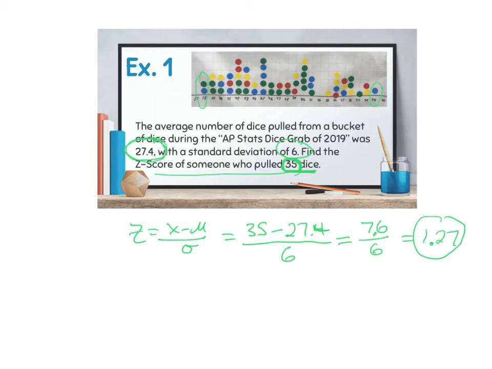Now, what that means is that 35 dice was 1.27 standard deviations above the mean. So I know it was above the mean because it was positive, okay? If I had done this calculation and gotten a negative z-score, that would tell me that I am that many standard deviations below the mean, okay?